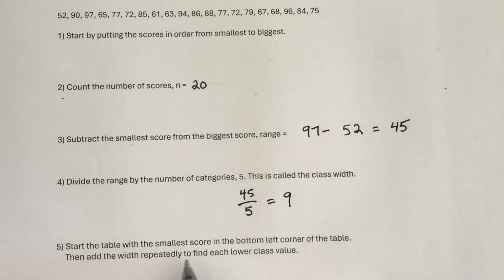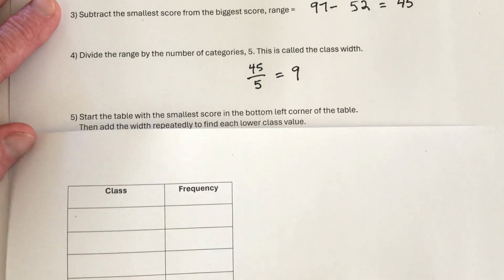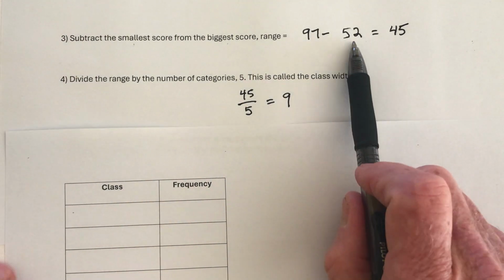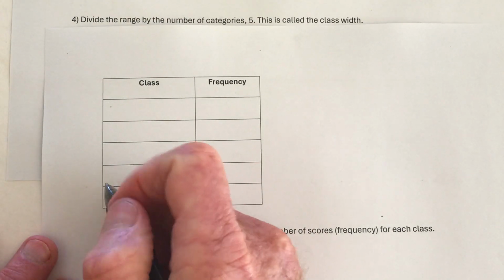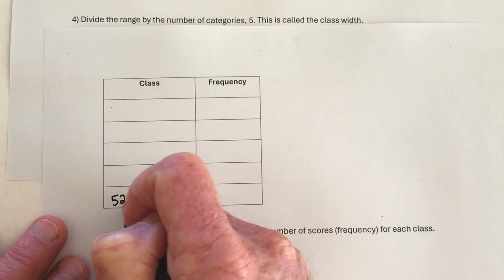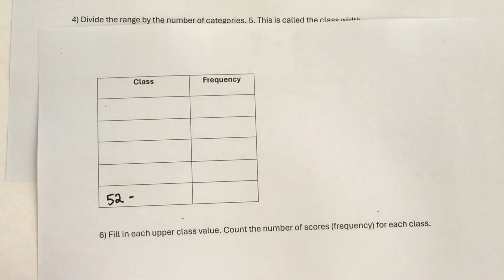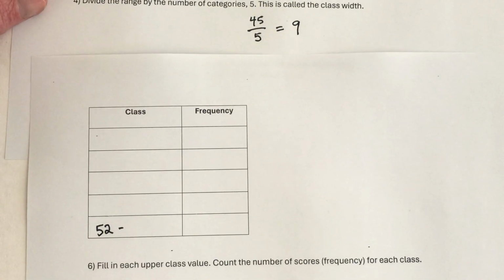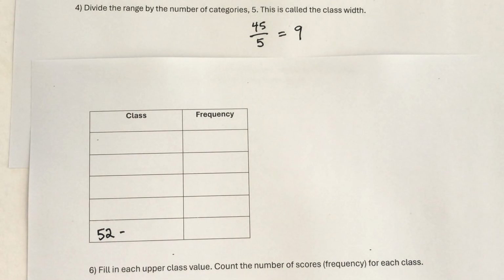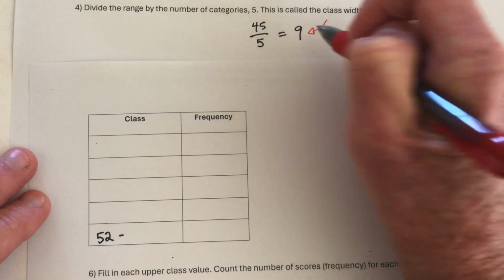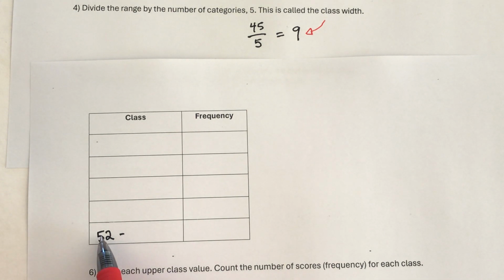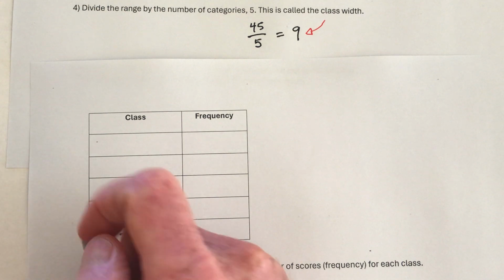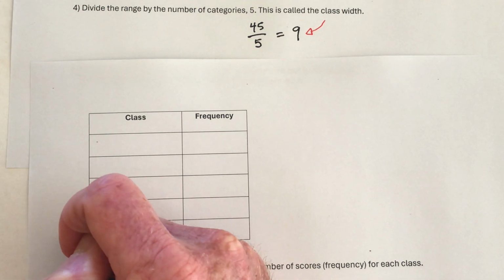Now start making the table and put the smallest score at the bottom left corner. So put the smallest score, that was the 52, in the bottom left corner. So here's the table, and 52 goes right here. And when I divided the 45 by the 5, I got 9, and that is the class width. So that's the number that it's going to change by each time. So when I go from 52 up to the next one, this has to go up by 9. So add 9.